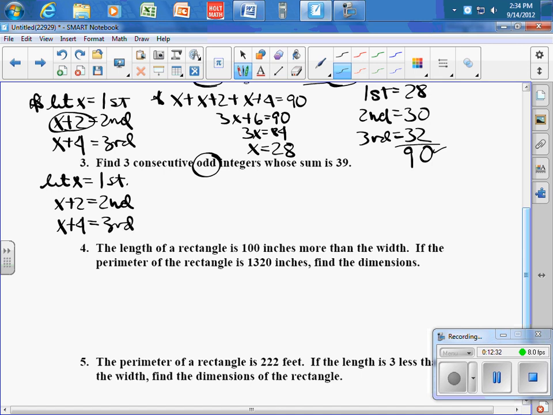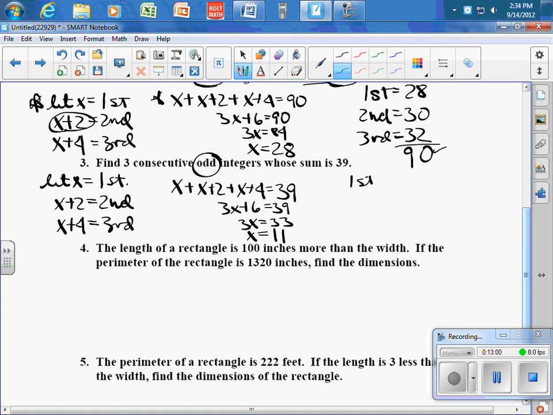The sum of these is 39, so x being my first, plus x plus 2 being the second, plus x plus 4, my third, is 39. Combining like terms, 3x plus 6 equals 39. Subtracting 6 from both sides, I get 3x is equal to 33. Dividing both sides by 3, I get x is equal to 11.